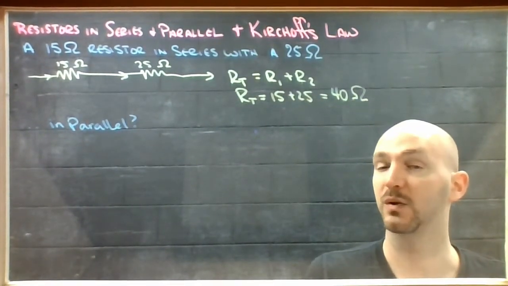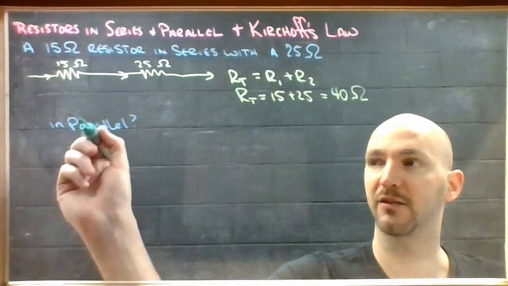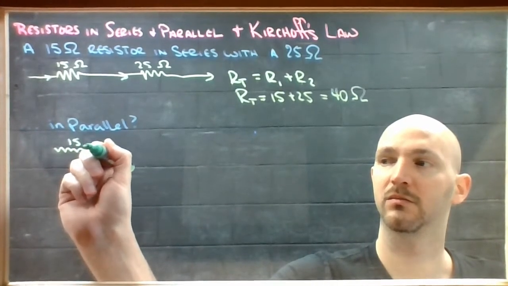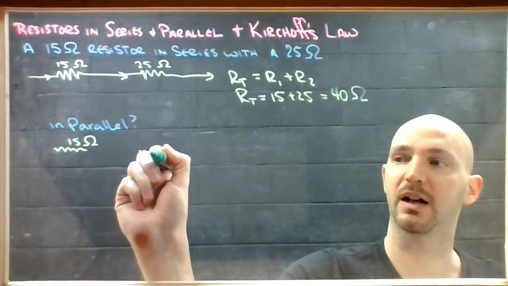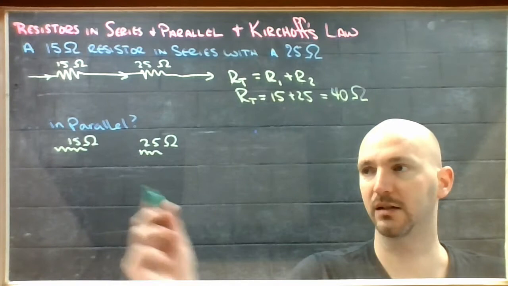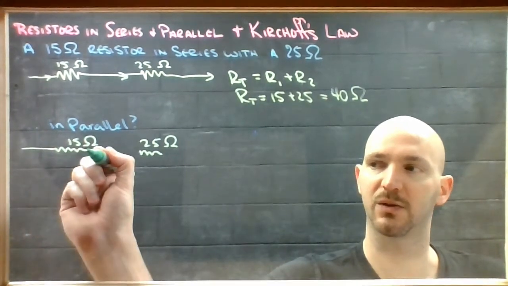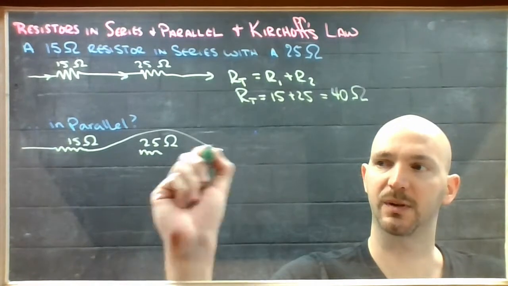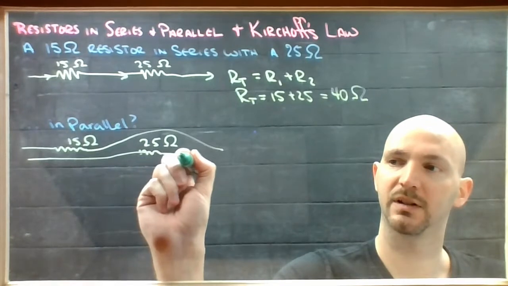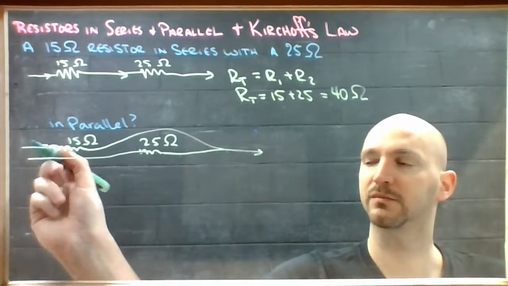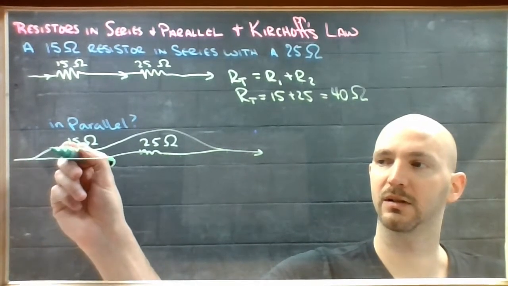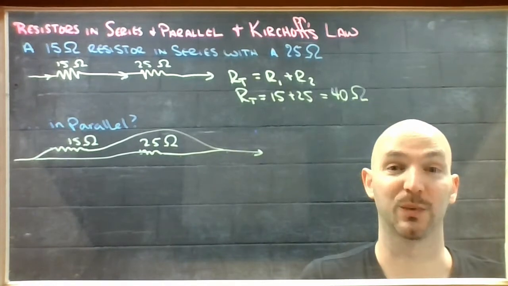All right. So if I were to draw those, I'd have my 15 and I have my 25. And if it's in parallel, then there has to be a pathway that goes through the 15 and not the 25. And there has to be a pathway that goes through the 25 and not the 15. And they have to be connected to the same power source. Now that looks really gross.